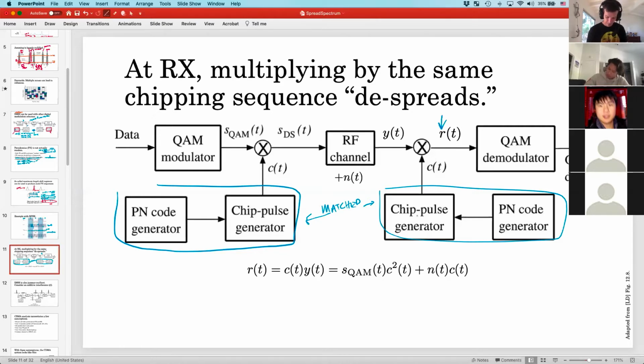So our received signal y of t is itself a chipped version of, say, S QAM. Right, so y of t is the noise plus the data times the chipping sequence. And if I multiply that by the same chipping sequence again, I get this power of 2. And what happens when I square a signal that is always either +1 or -1? You get a flat line. You get a flat line that's always 1.